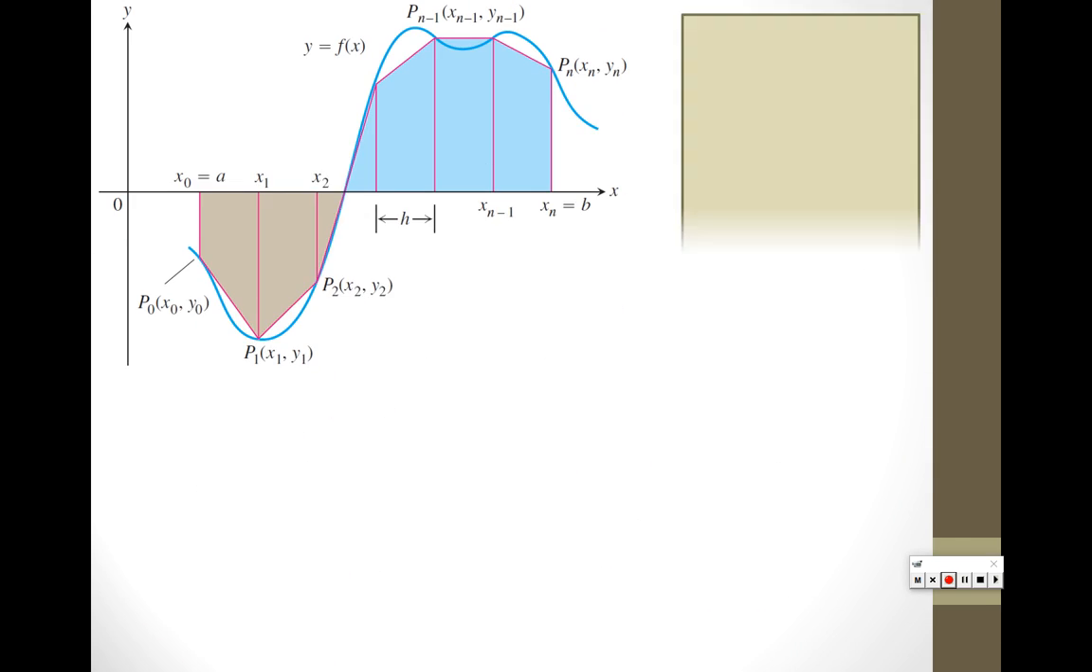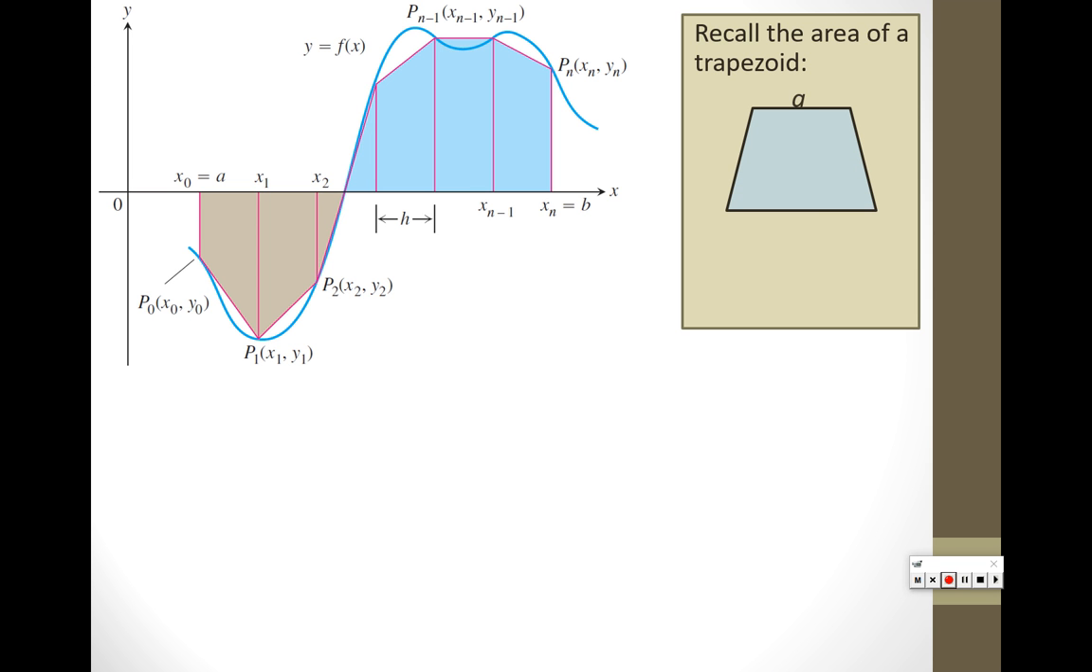Okay, so here's the same picture from the previous slide. Recall the area of a trapezoid. Maybe you don't remember the area of a trapezoid. The area of a trapezoid is height times average width. That's how I remember it. Not length times height like a rectangle. It's length times take the top and bottom of the trapezoid and divide by 2. And that will give you the area of a trapezoid.